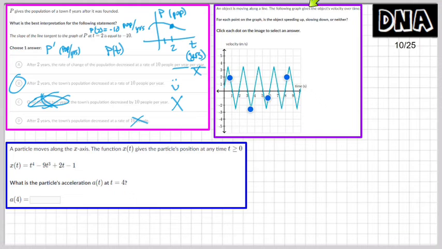The following graph gives the object's velocity over time. And so the object is changing speeds over time. It's still staying on this line, but it's changing speeds on that line. Okay. For each point on the graph, is the object speeding up, slowing down, or neither?